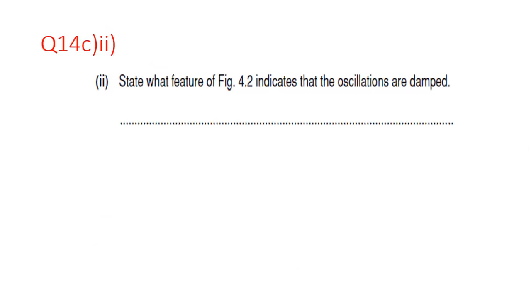Because it's not constant. Amplitude decreases. What's not constant? You must answer properly. Amplitude decreasing with time, decreasing gradually, so it's light damping. You must answer the question so that your examiner can understand what you're doing. You can write decreasing amplitude or the amplitude decreases gradually. So it's light damping.